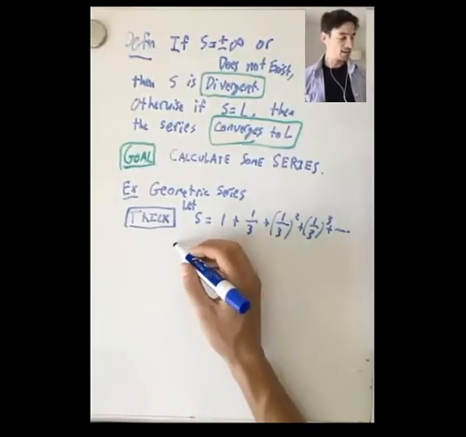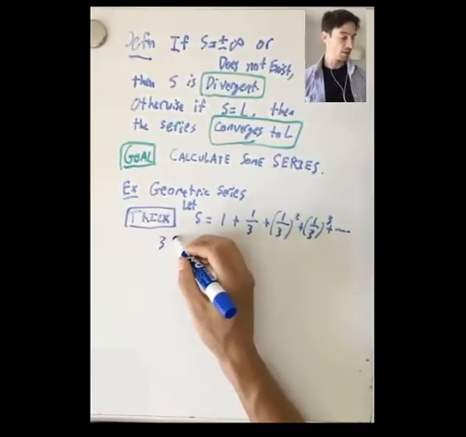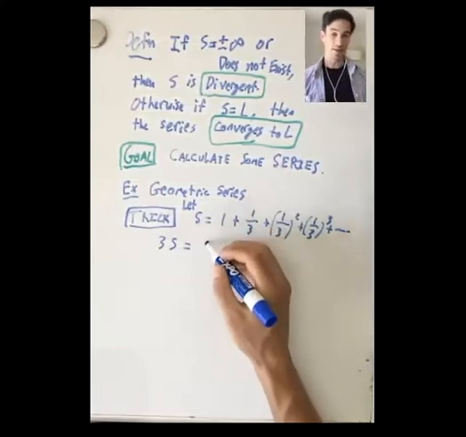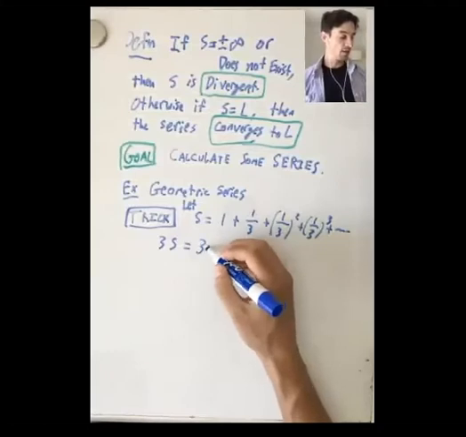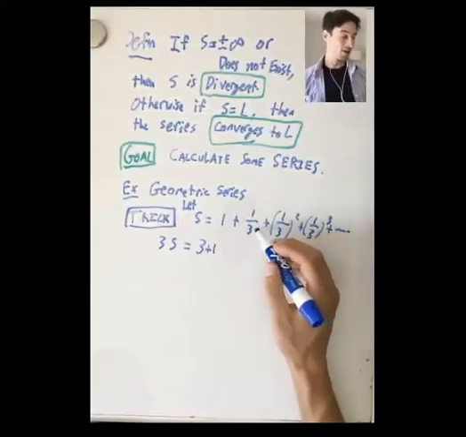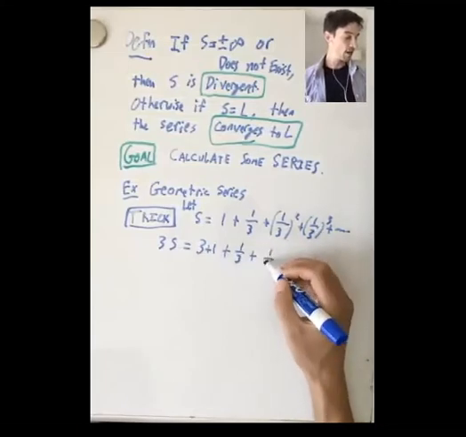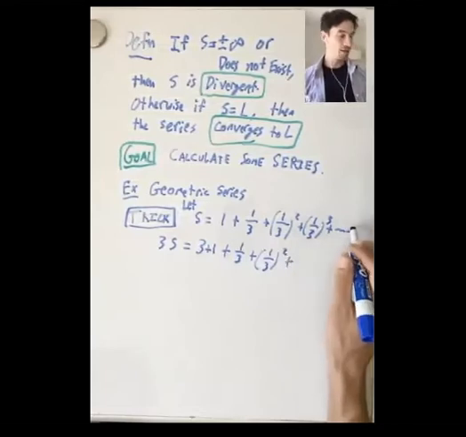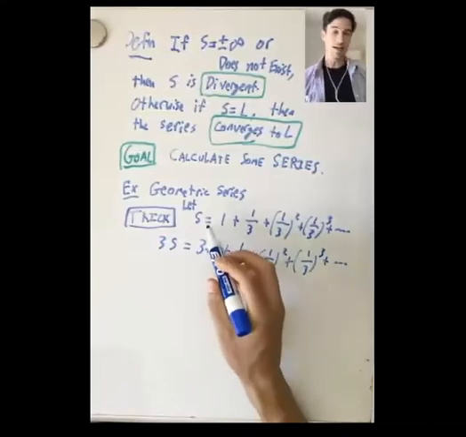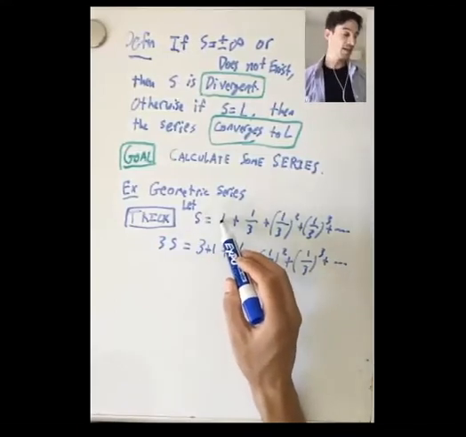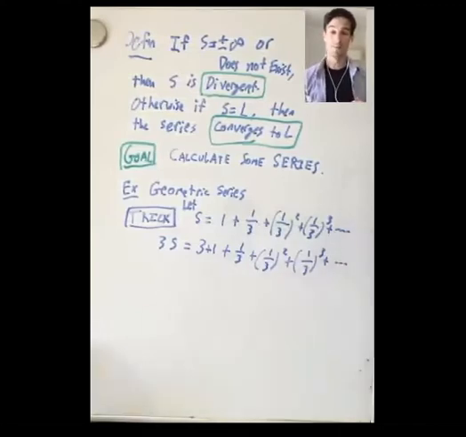So if this is S, the trick is, what is 3S? Let me move this over a little bit. What is 3S? Well, 1 times 3 is 3. 3 times 1/3 is 1. 3 times 1/3 squared is 1/3. 3 times 1/3 cubed is 1/3 squared. 3 times 1/3 to the 4th is 1/3 cubed. And so on. The idea is we're calculating 3S by taking each term and multiplying by 3. We're just applying the distributive law for multiplication.